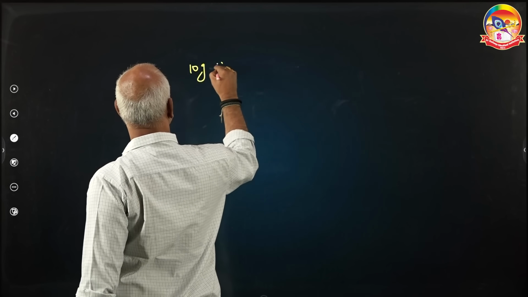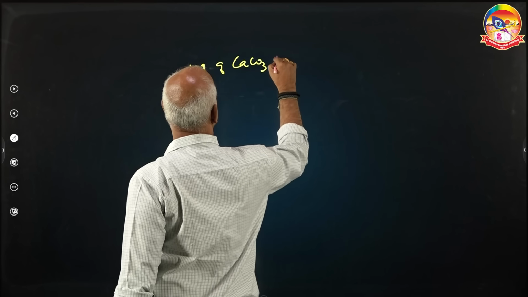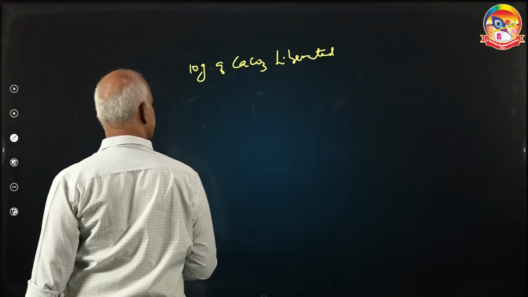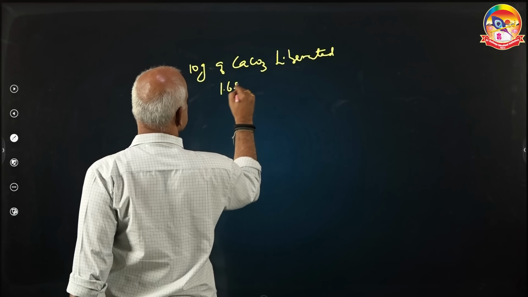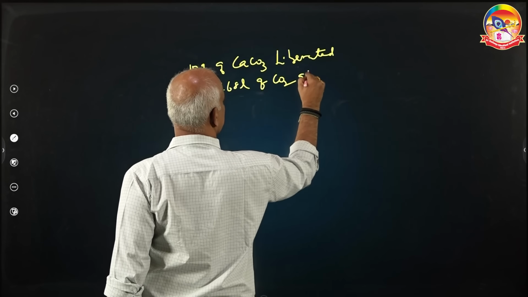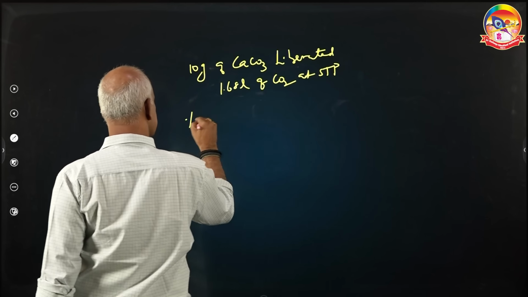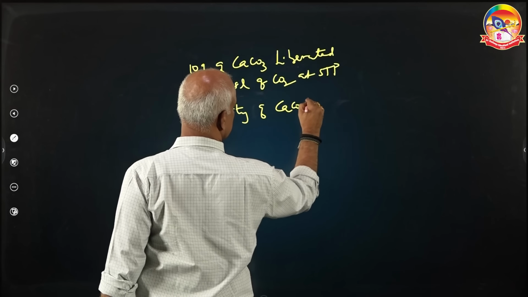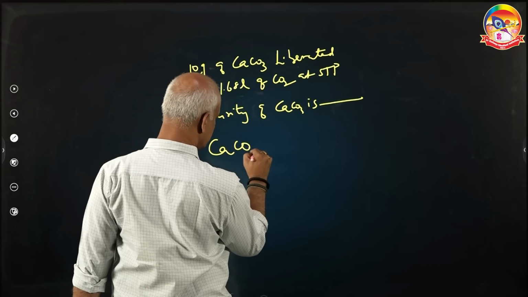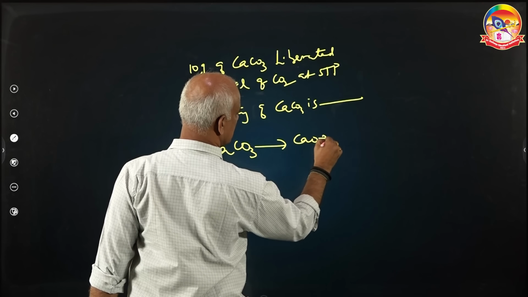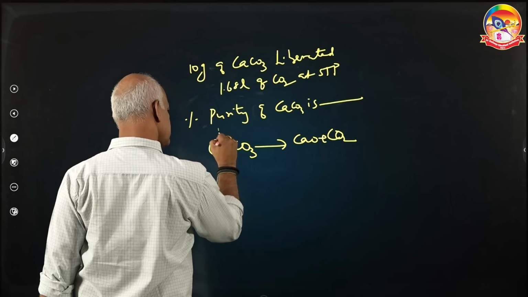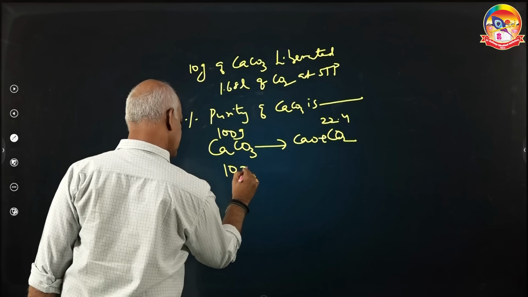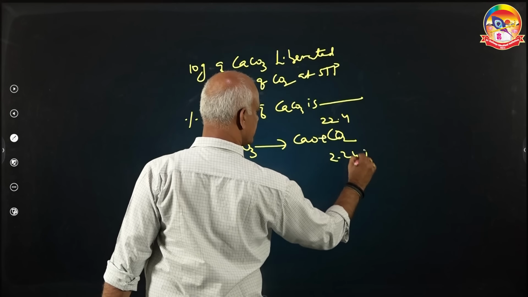Purity problem. 10 grams of CaCO3 liberated 1.68 liters of CO2 at STP. The percentage purity of CaCO3 is dash. CaCO3 gives CaO plus CO2. 100 grams will give 22.4 liters, so 10 grams must give 2.24 liters.